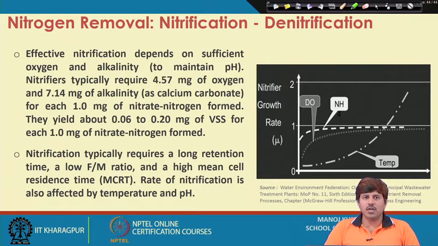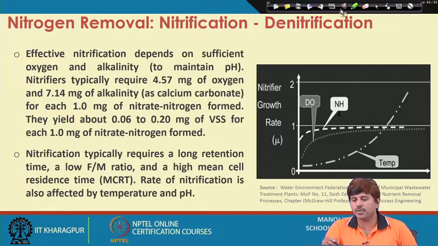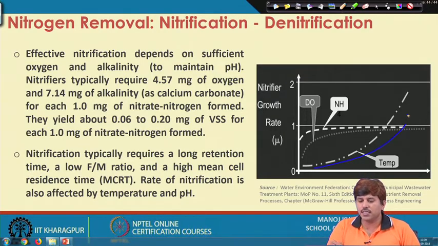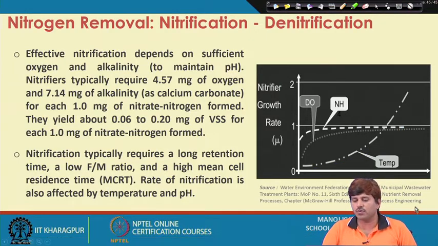This typically requires a long residence time, a low food to microorganism ratio, and a high mean cell residence time. That way the rate of nitrification can be optimized by controlling these factors, and it eventually depends on the temperature and pH as well. As you can see here, as temperature increases the rate increases. For pH, we need an optimum pH, and DO maintenance is also necessary for achieving a good growth rate of nitrifiers.